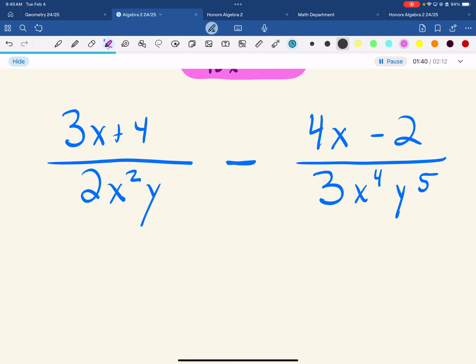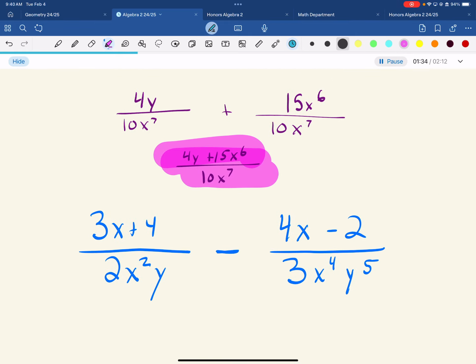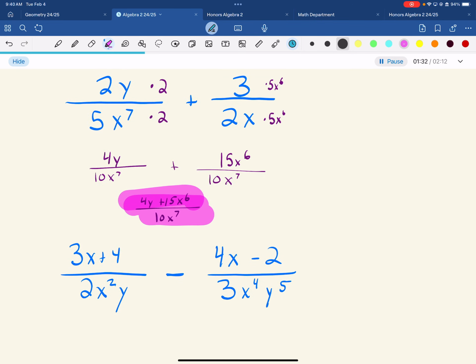Did I have you? Or did I not get that right? Since there were no y's in the denominator. You see it?